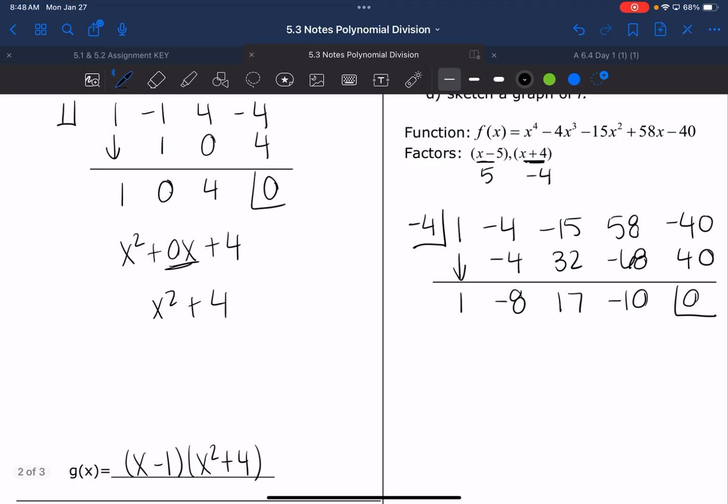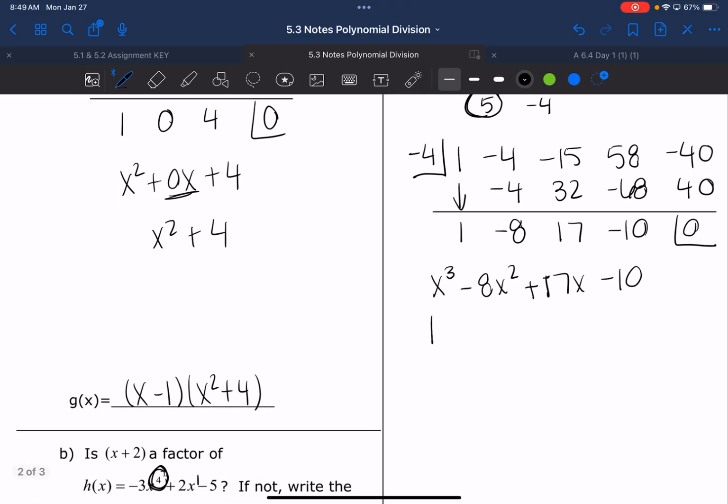So this was an exponent of 4. I have now gotten 1x cubed, or just x cubed, minus 8x squared plus 17x minus 10, right? Well, negative 4 was a factor. Then if 5 is a factor, it should be a factor of this piece too. We should just be able to factor it further because we don't want to start over, since we're supposed to find all the factors. So we're going to keep going until it doesn't seem to work anymore. Like you guys said, in the box for the next number, we would put a 5.